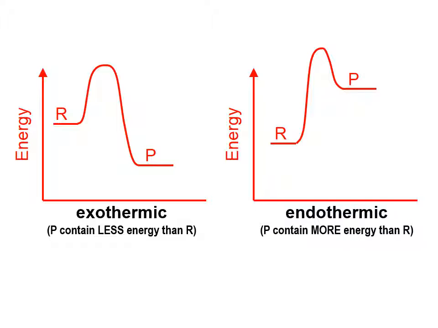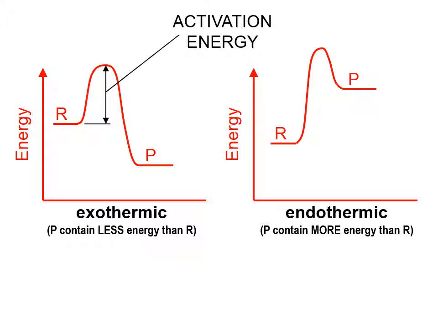The graph on the right, the products have more energy than the reactants do. That is, we have put energy into the system. So this is an example of an endothermic graph. The height from the reactants up to the top of the hill, that's called the activation energy. That's the amount of energy that you have to put into the reaction to just start it going.